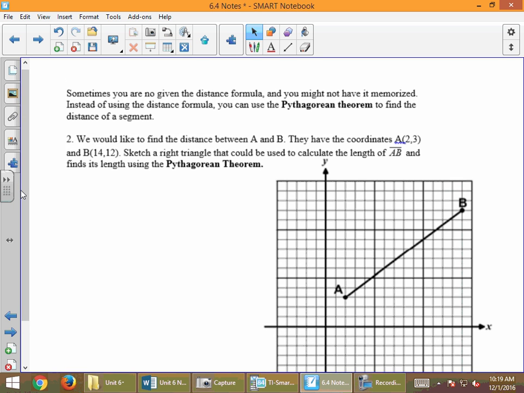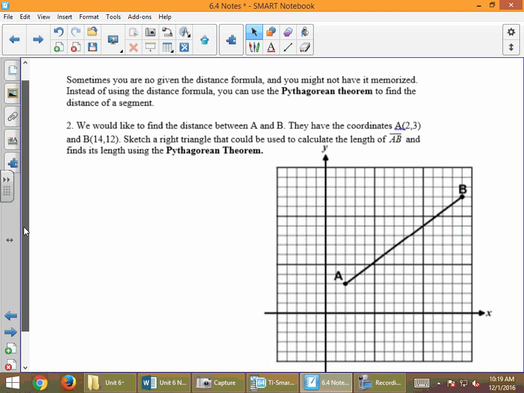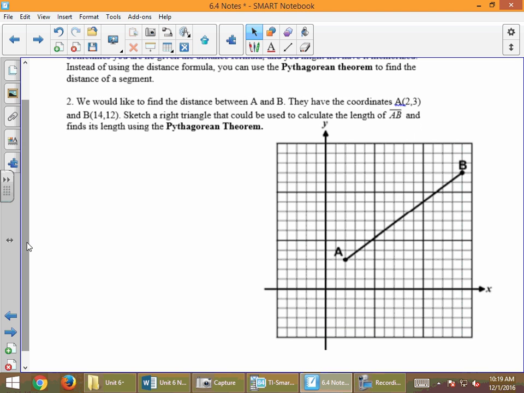Now, how is that going to help us? Because if we have something graphed, and you can always graph stuff if you're given points, all you have to do is make a right triangle and then use the Pythagorean theorem, and we can figure out what it is. Don't believe me? Watch this. So, we're going to find the distance between A and B.